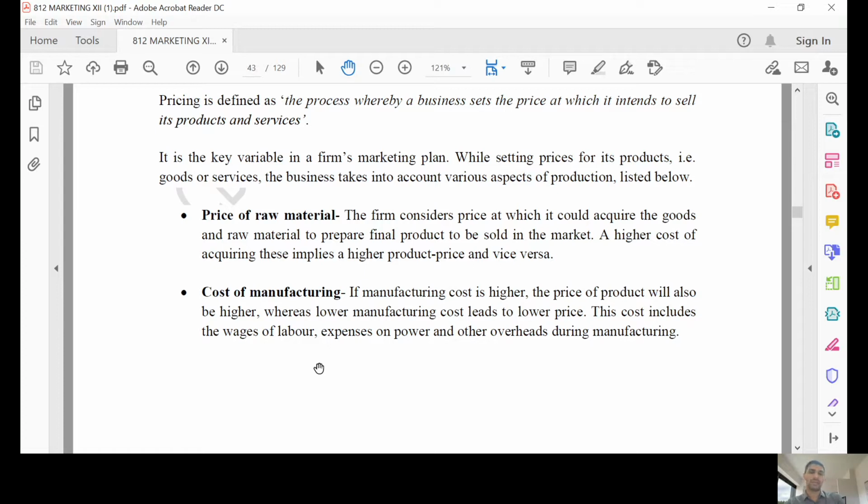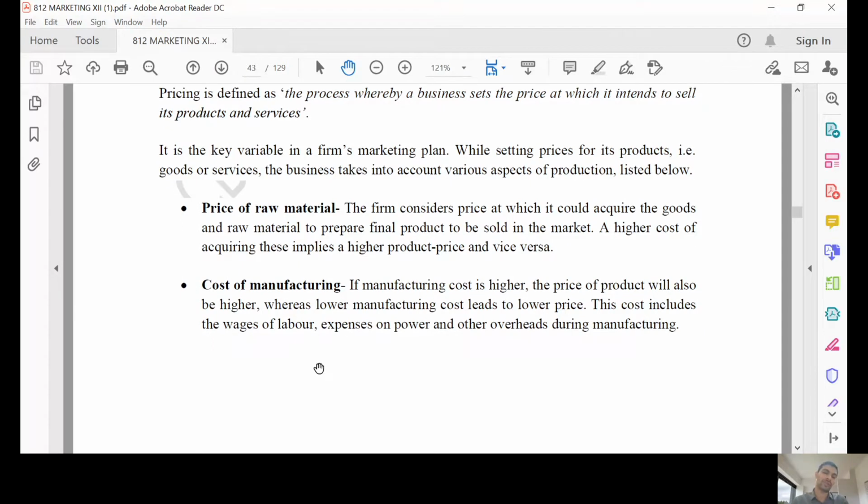There is a company called Nirma. Nirma is successfully able to procure raw material at a lesser price. That is why Nirma can sell their product at a lesser price also. Every company is trying to reduce the cost of manufacturing. What is the purpose? So that they can sell the product at a lesser price and they can get more profit.